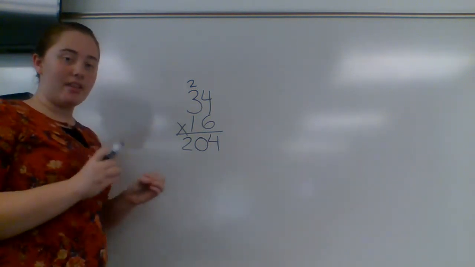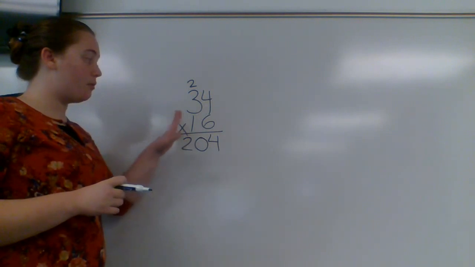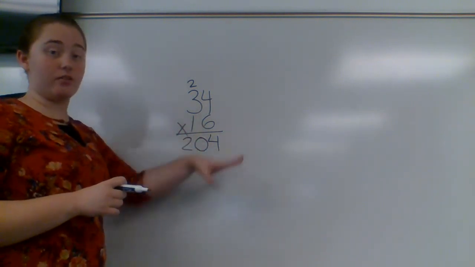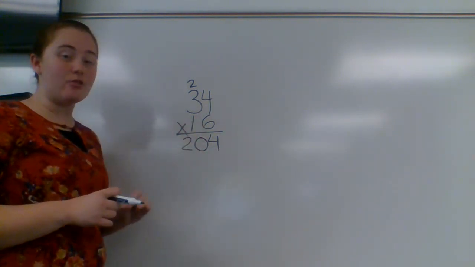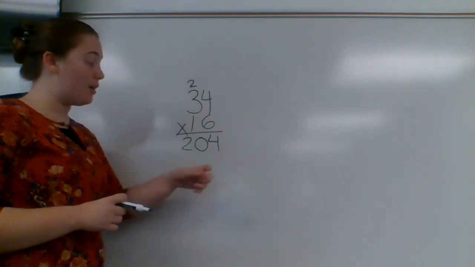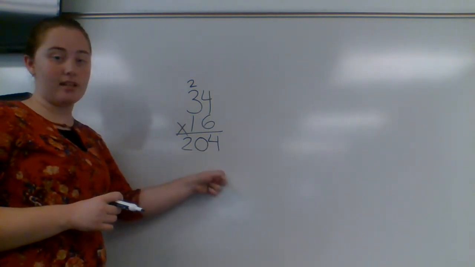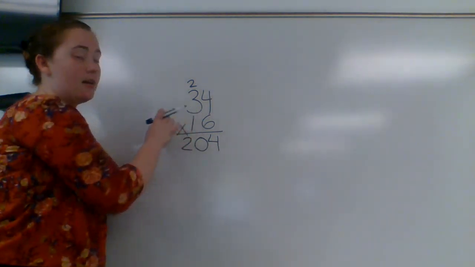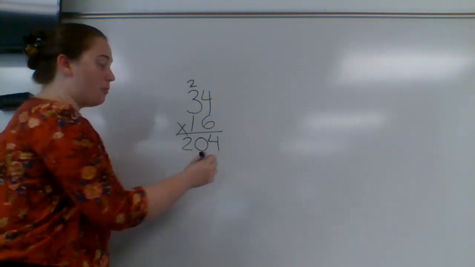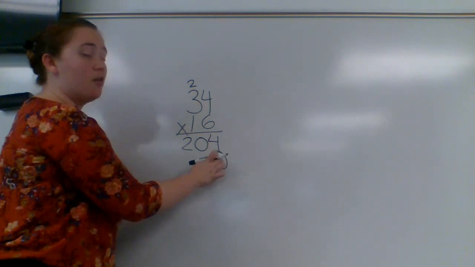So big thing to remember, before we multiply anything else, we need to put a 0 somewhere. Where do we put the 0? Right, we put the 0 underneath this 4, underneath this 1's place right here, because we're multiplying by the tens place, and that's what we need to do to notate that we are multiplying by the tens place. We put a 0 right there.